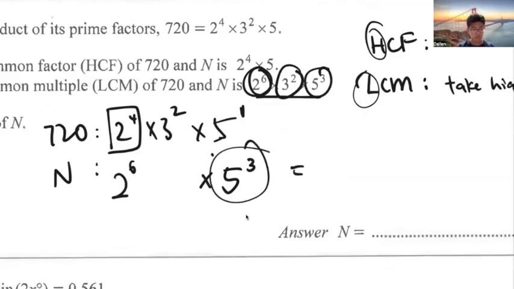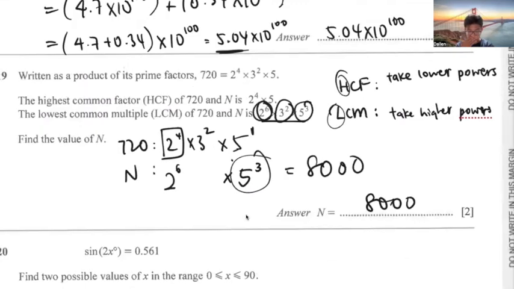So therefore, n should be 8,000. Okay, so simple as that.